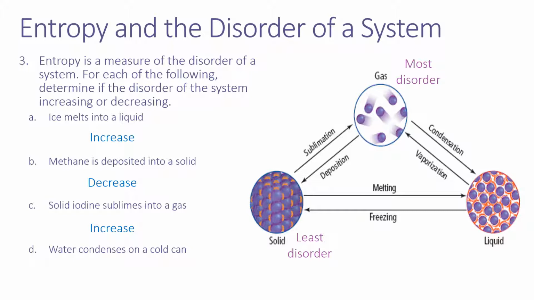And the last one, water condenses on a cold can. So we are going from gaseous water to liquid water. So that means the entropy is going to decrease.